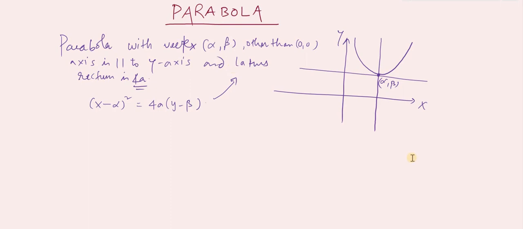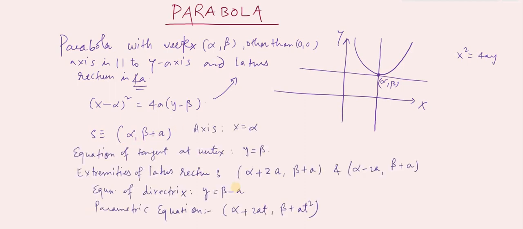Thirdly, its vertex will be alpha comma beta and the focus will be alpha comma beta plus a. Remember, the focus of x square is equal to 4ay is 0 comma a. So focus in this case will be alpha comma beta plus a. Axis will be x is equal to alpha, and equation of tangent at vertex is y is equal to beta.